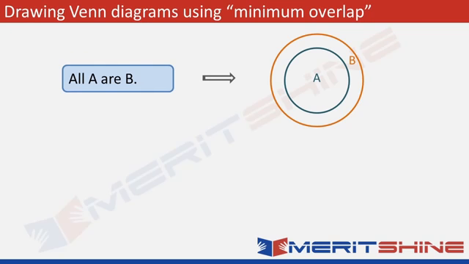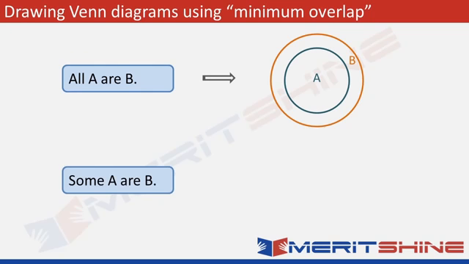What's the statement? It says all A are B. So that's precisely what the figure shows. But it omits the possibility that A may be equal to B. So it's the absolute bare minimum condition for the statement. That's why it's called minimum overlap. The overlap that's absolutely required. I hope that's understood.